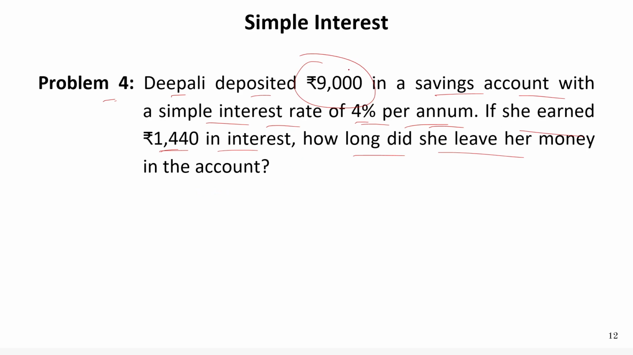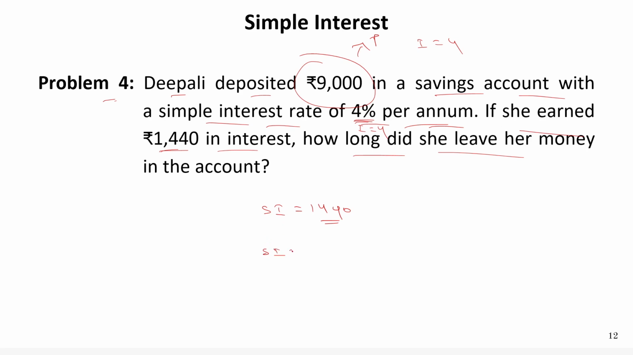Okay, so the deposited amount is this, so we can say that this is the principal amount. The simple interest rate is 4%, so R is equal to 4. P is equal to this much. If she earned this much amount in interest, so SI is given as 1440, right? Then how long did she leave her money in the account? So here again we are asked about T, right?